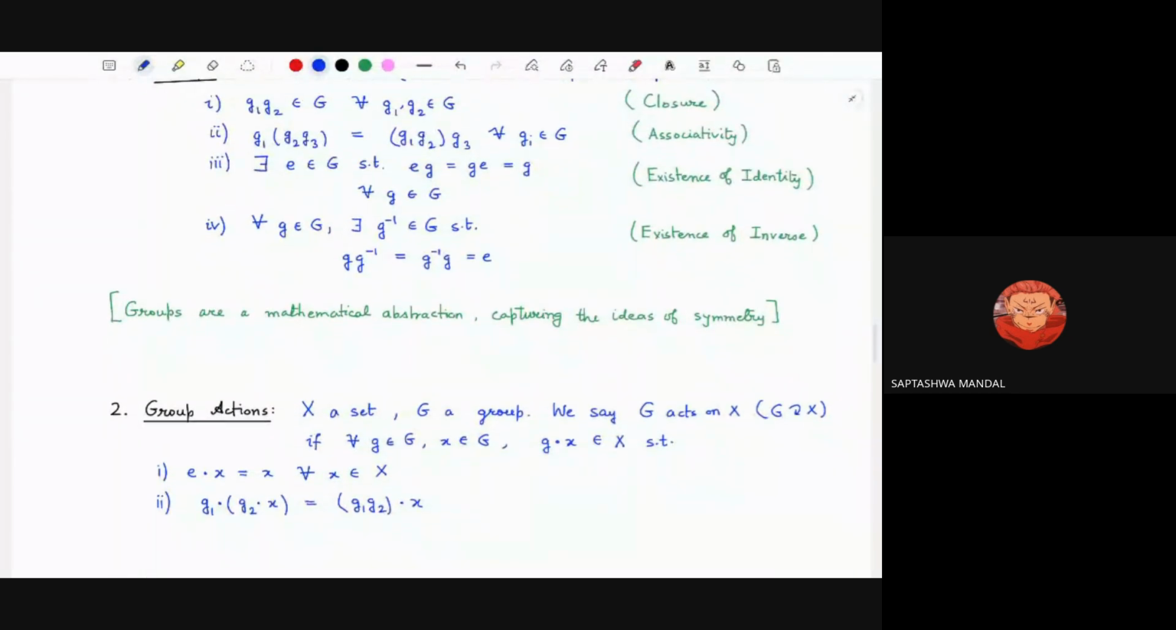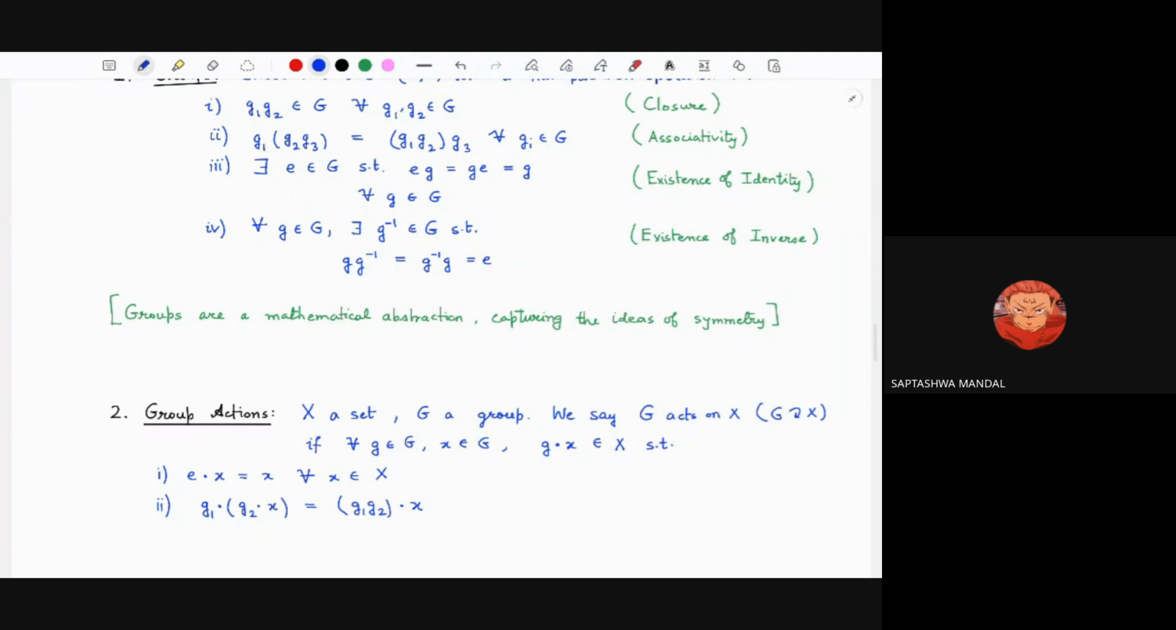So this is when we say there's an abstract group, we just mean a group with some notion of multiplication. That's all. But really, where does this group come from?